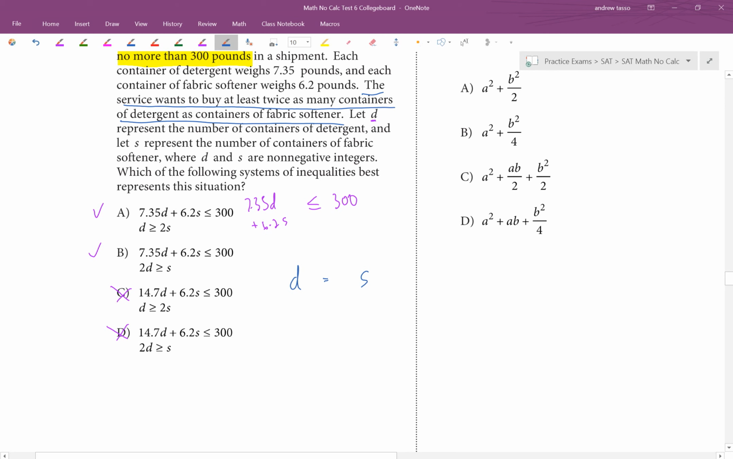So I think we have more detergent, right? So that's why I would put the S over here, because since this is already the larger number, it doesn't need to be multiplied by 2 to make an equation. The smaller one would need to be multiplied by 2, right? And at least that much means it could also be greater or equal to that, right? So that's the second equation we expect, so choice A seems to be the one.